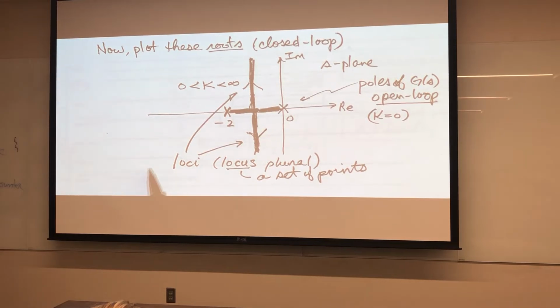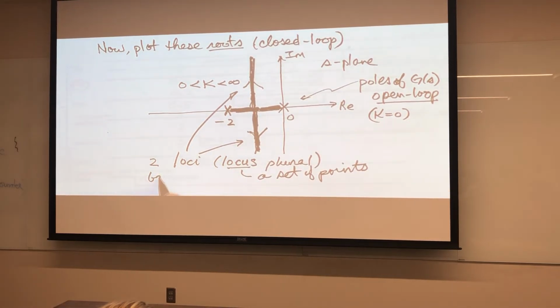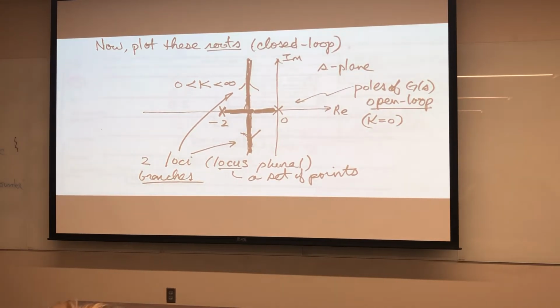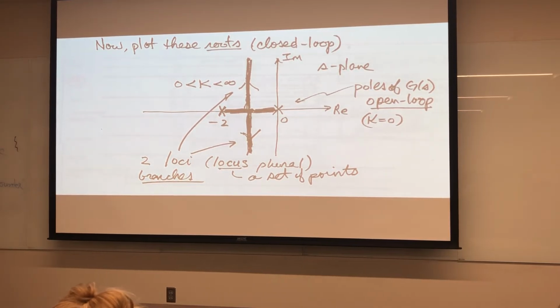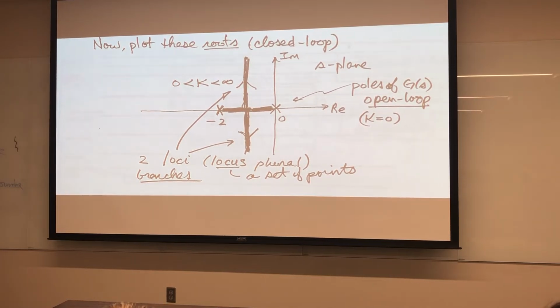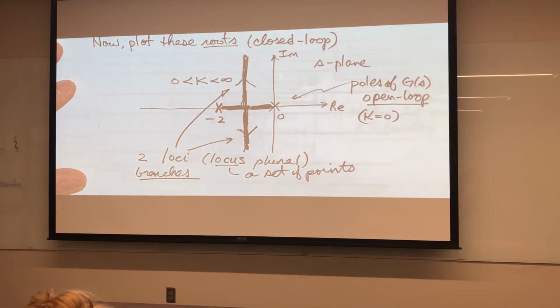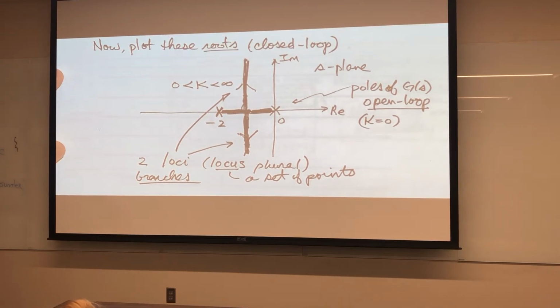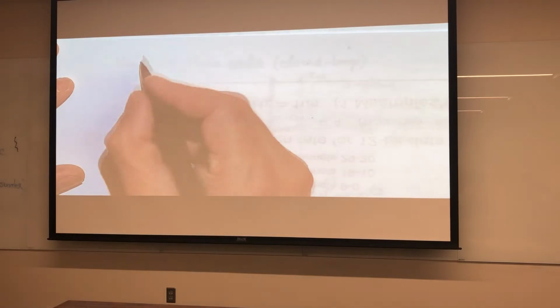So in this example, we have two loci. I call these branches; branches is more plain English to me than loci. The branches are the set of all possible closed loop roots. The X marks are the open loop poles. Once we have this picture, we can start answering questions about the time response of the system.